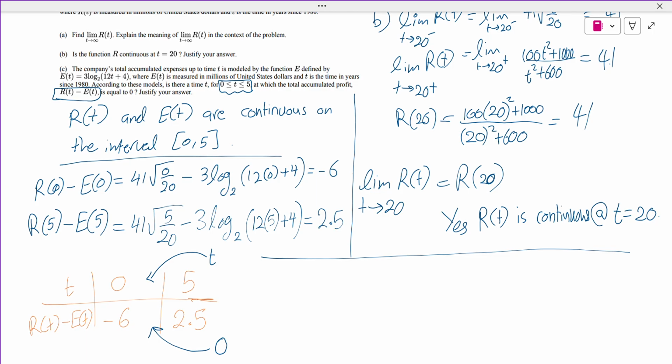We can say yes by the intermediate value theorem, IVT. Please refer to the intermediate value theorem in this question. According to the intermediate value theorem, and we mentioned on top that R and E are both continuous. You need to mention this, it is important. So there must be at least, and in the class we explained why we say at least here, right?